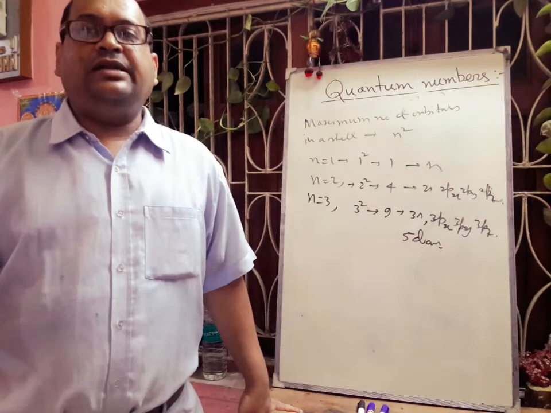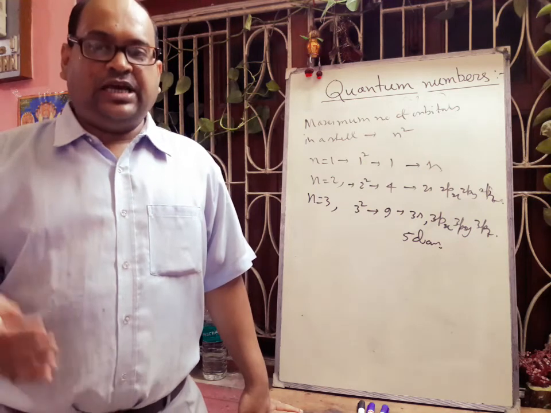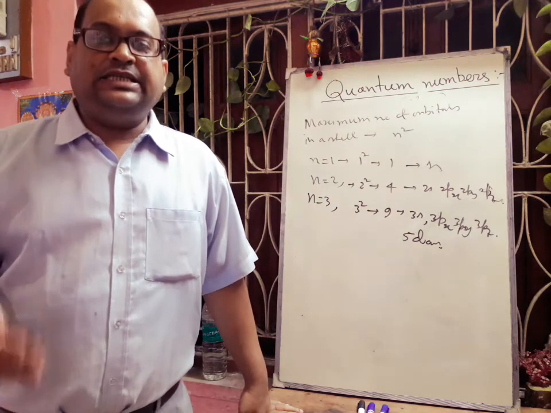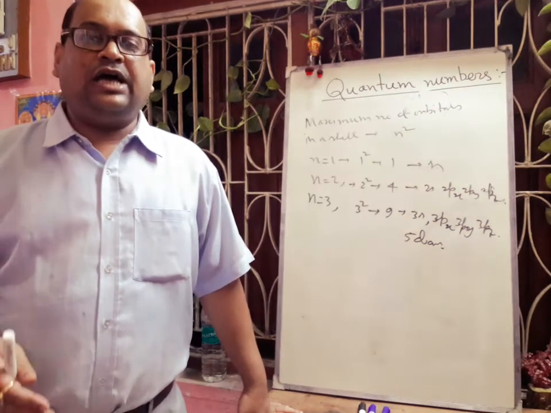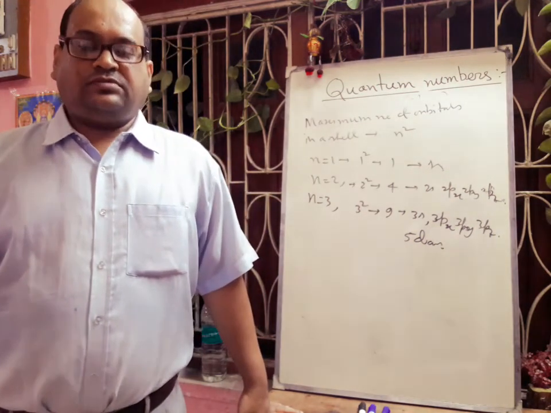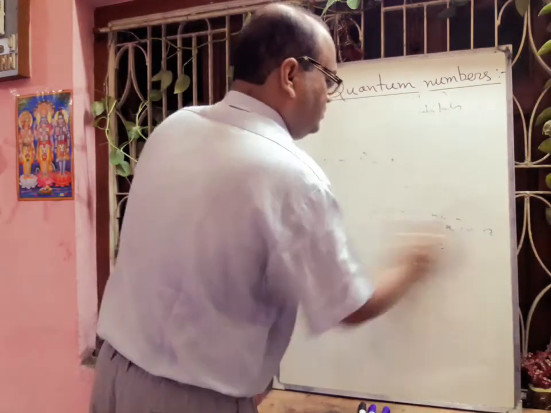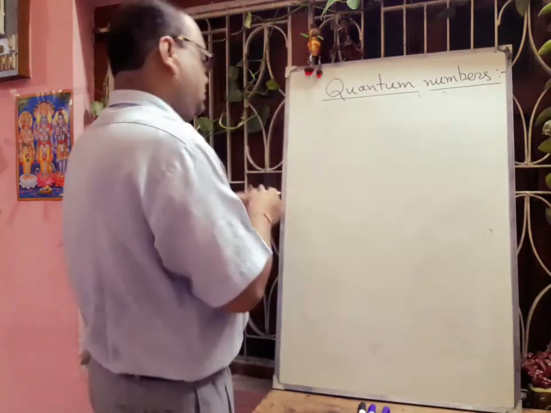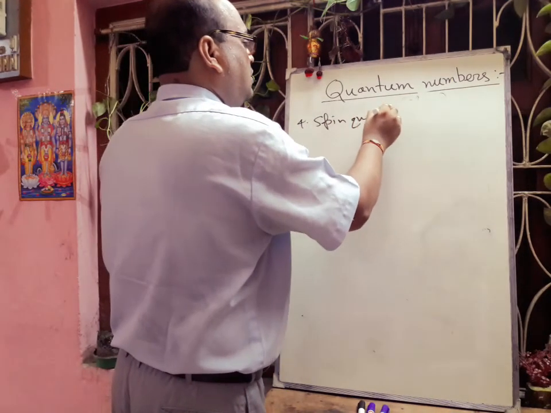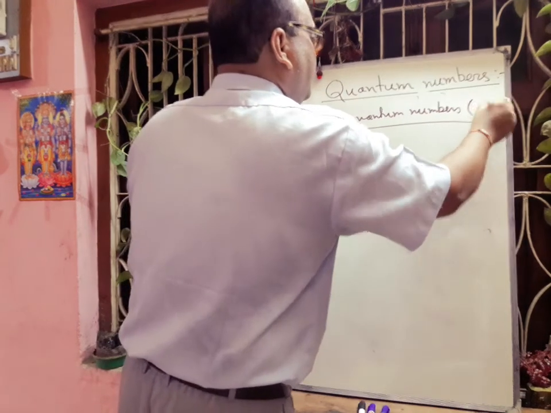So wave mechanical treatment requires no more than 3 quantum numbers. From the Schrodinger wave equation solution, we are getting only these 3 quantum numbers n, l, and m. And the existence of the multiplet structure led to the introduction of a spin quantum number, that is called s. Next we will discuss the fourth quantum number, the spin quantum number. It is generally denoted by small s.